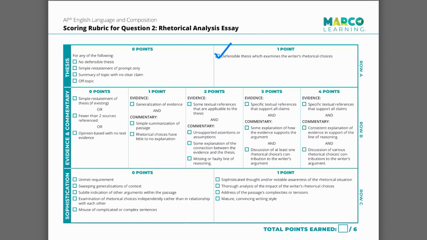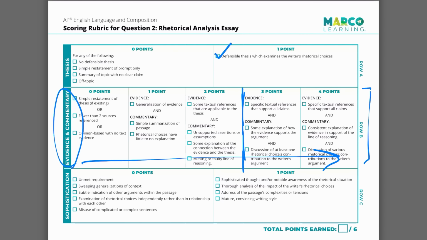Now let's take a look at this second row. You can see that it's called Evidence and Commentary, and it's known as row B in the official rubric. Now the thing about evidence and commentary is you're really moving from left to right, from here all the way over to here. And you can think of almost a wall existing here between 2 and 3. That there's a certain thing that unifies the responses that are 0, 1, and 2. They lack something. They lack a real connection to the argument.